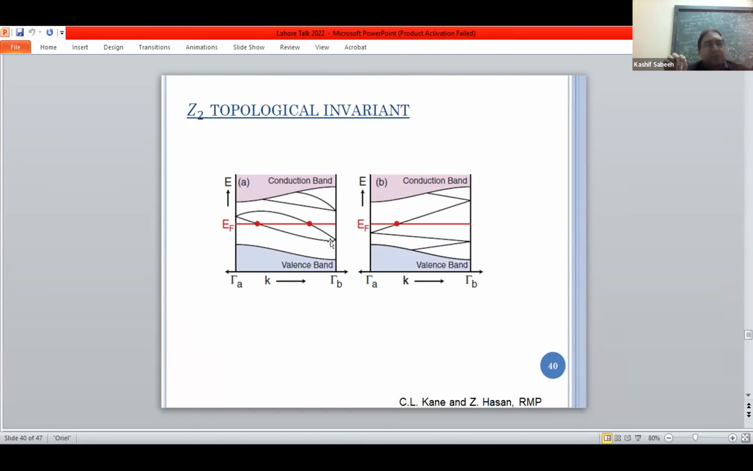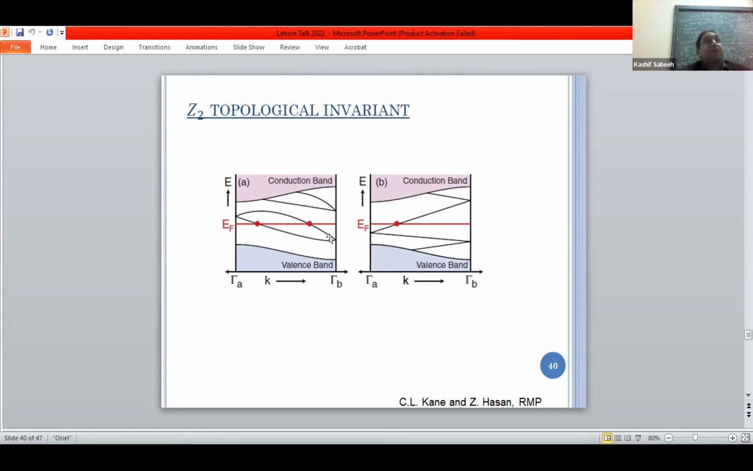So let's look at the consequences of time reversal symmetry on the band structure of these surface states. Like this point here, gamma A is k equal to 0, and gamma B is pi by a. Because we're talking about time reversal symmetry, the Brillouin zone and the band structure are symmetric in the negative k direction, so only this part is being shown.